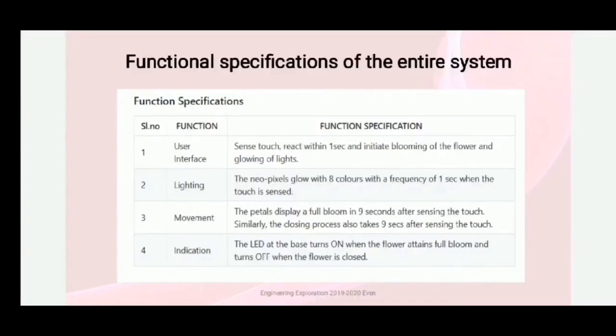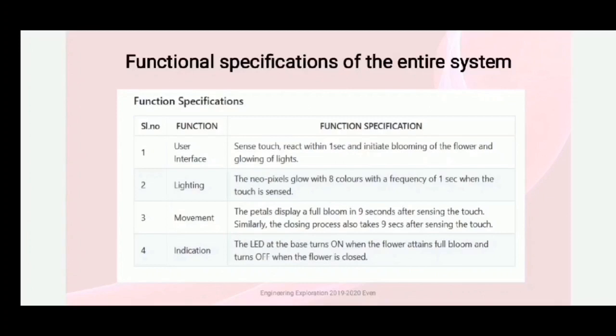Functional specification of our entire system. In the first function, user interface, the function specification is sense the touch, react within 1 second, initiate the blooming of the flower and the glowing of the lights. In the second function, lighting, the function specification is the NeoPixel glows with 8 colors with a frequency of 1 second when the touch is sensed.